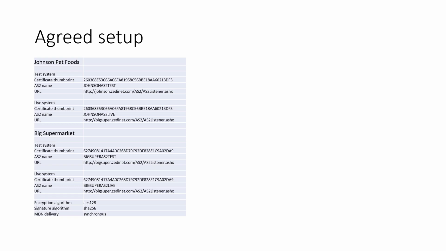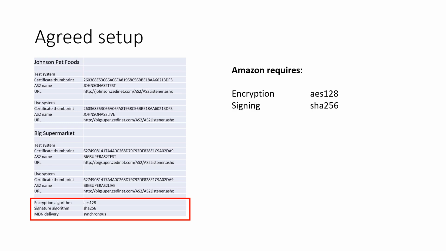Note that the last section here shows the encryption algorithm, signature algorithm, and MDN delivery options. The values shown are the defaults that should work with any other AS2 system, but it's possible that your trading partner may require you to use something different. For example, Amazon now requires its trading partners to use AES-128 for encryption and SHA-256 for signing.